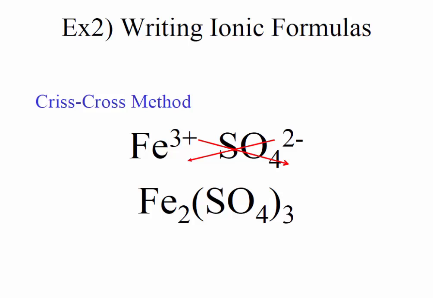The other thing to notice here is when you want to say that you have more than one of a polyatomic ion, it's important to put parentheses around that polyatomic ion and have the subscript outside of that. So you'll see the SO4 is in parentheses, the 3 is outside the parentheses. That means you have 3 of whatever is inside that parentheses there.